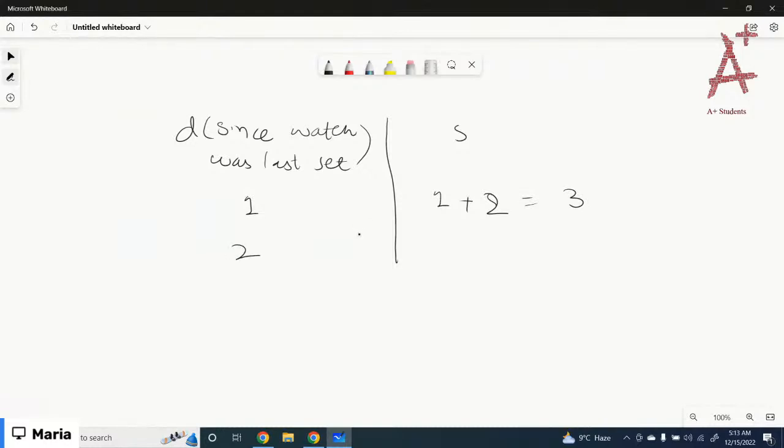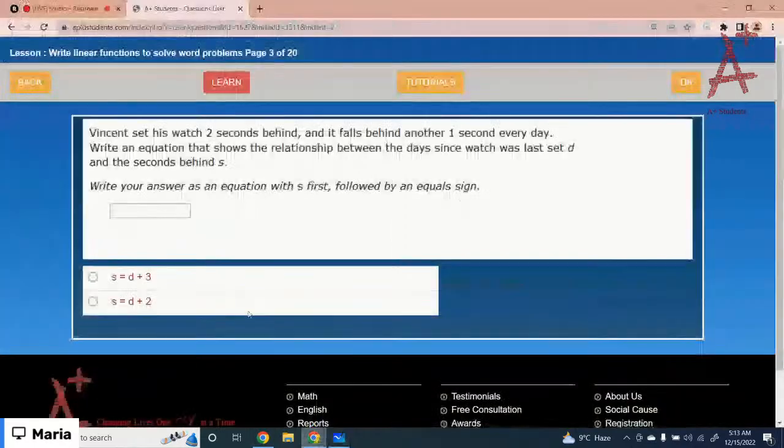On day two, it is 1 times 2 plus 2, because each day it goes back 1 second. So it would be 2 plus 2, which is 4. For D days, it would be 1 times D plus 2, so 2 plus D. So the correct option is 2 plus D. Just select the correct option, then click on the OK button. It would be S equals D plus 2.